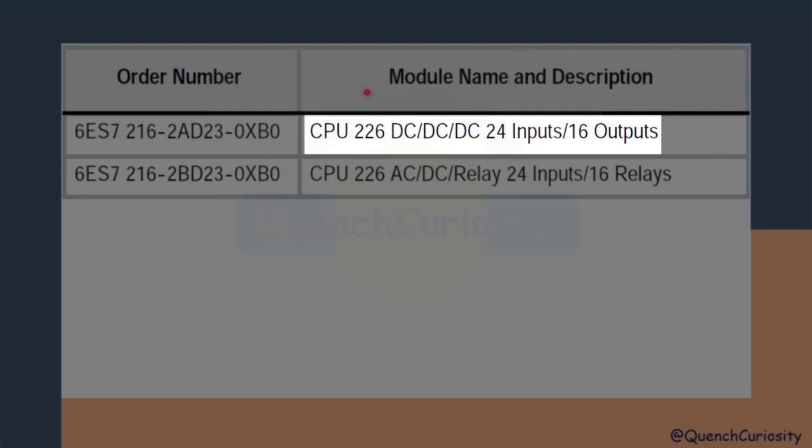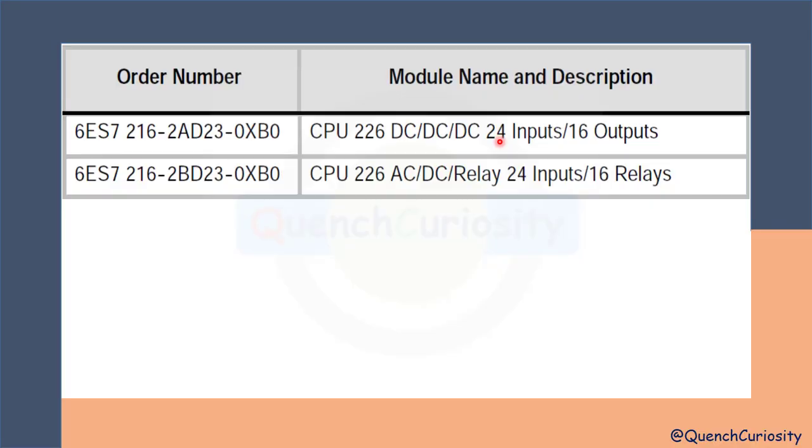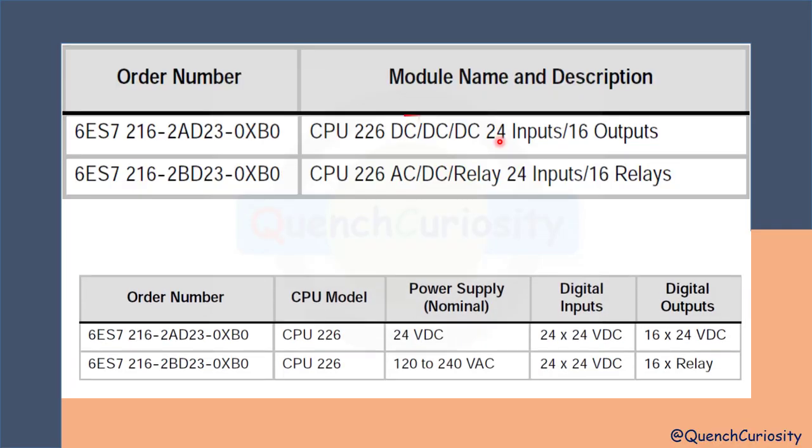The PLC we will be playing around is CPU 226 DC/DC/DC. From the previous knowledge, now we know that the first DC or AC tells me what type of power supply I will be playing. The middle DC tells me the type of digital input I will be playing with, that is again related to power supply. The third DC or relay tells me the type of output or the output power supply I will be playing around with.